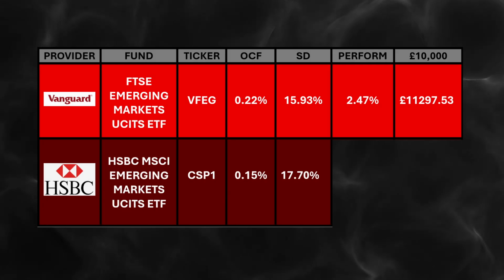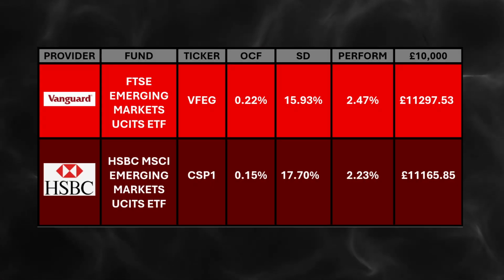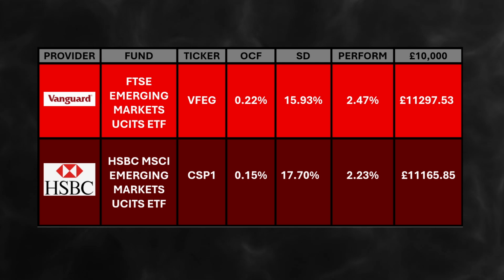Using the HMEF version for risk, the 3-year standard deviation for this one is higher at 17.70%, and the 3-year Sharpe Ratio figure is more negative at 0.39. And the 5-year annualised return for this one is lower at 2.23%. Therefore, if you'd invested £10,000 5 years ago with no further investments, you now have £11,165.85.